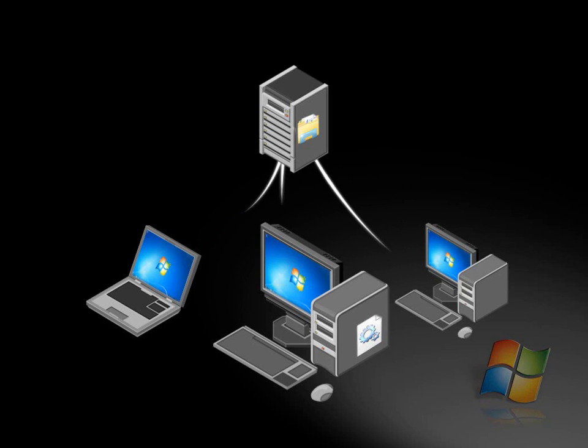Folder redirection and offline file performance is another area of improvement in Windows 7. With folder redirection, users' files are always available from any PC they use. Changes they make to a file from one PC are thus immediately available from any other PC they use.